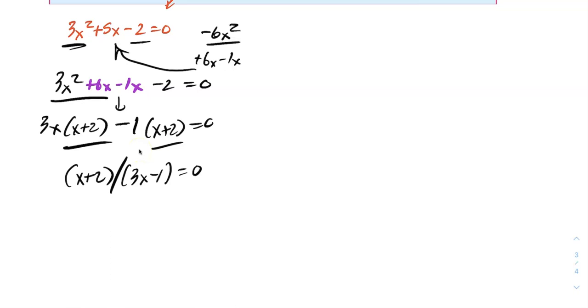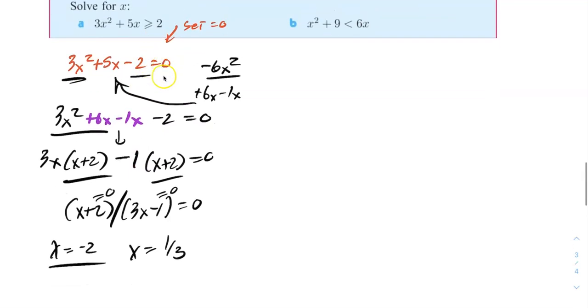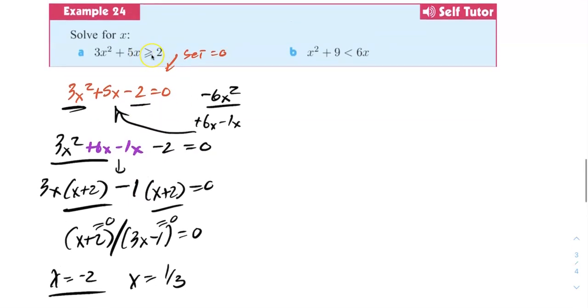So each one equal to 0. And we get x equals negative 2 and x equals 1/3. Now again, I'm trying to solve this. You solve it where it's equal to, but really we're trying to solve greater than. Right here it should be greater than or equal to. That was a mistake. I should have corrected it earlier. So we move everything over to the side, then we solve it equal to 0. We're looking for greater than, but to do that I need a sign chart.